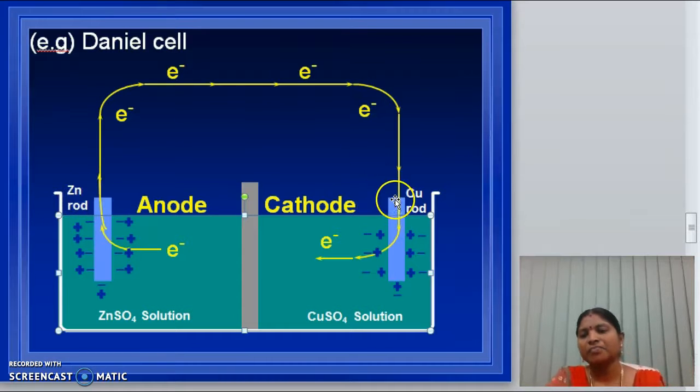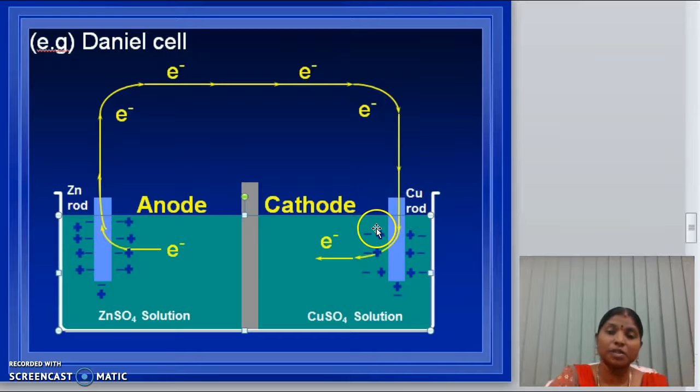Similarly, when the copper rod is dipped in copper sulfate solution, the Cu2+ ions from the solution get deposited on the surface of the copper rod. So the surface of the copper rod becomes positively charged. And these positive ions attract the negative electrons and form an electrical double layer. Here also a potential is developed, and that potential is known as electrode potential. Since the potential is developed due to the reduction reaction, it is known as reduction potential.